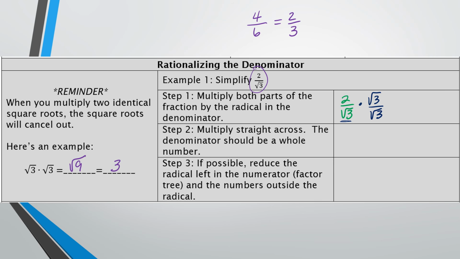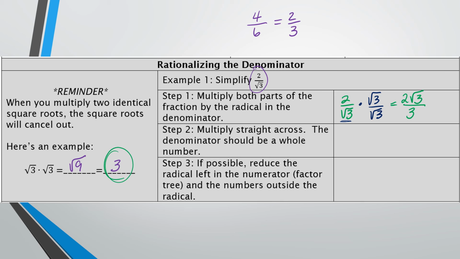So I'm going to do the work in the top box because there's no point in rewriting it. So if I multiply straight across, 2 times the square root of 3, we can't do anything with it because the 2 is not in a radical and the 3 is. So we just write them next to each other, 2 root 3. And then my denominator, I have the square root of 3 times the square root of 3. So that's this right here. So that just turns into a plain 3.